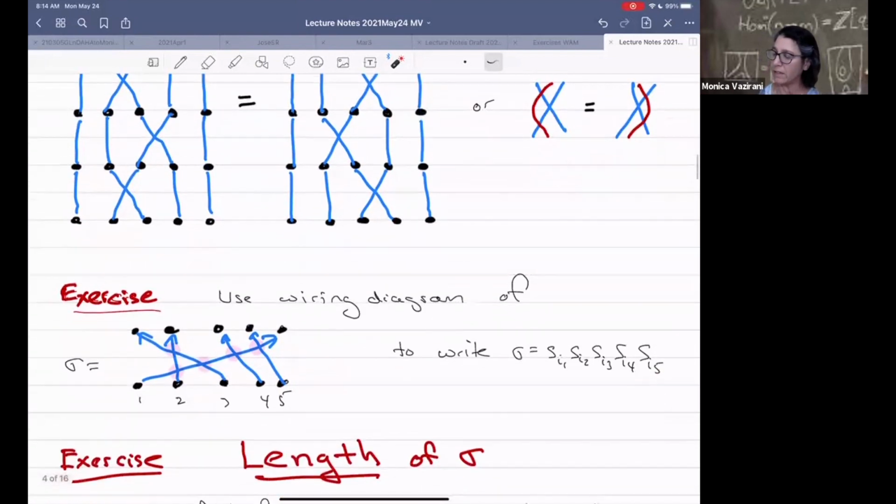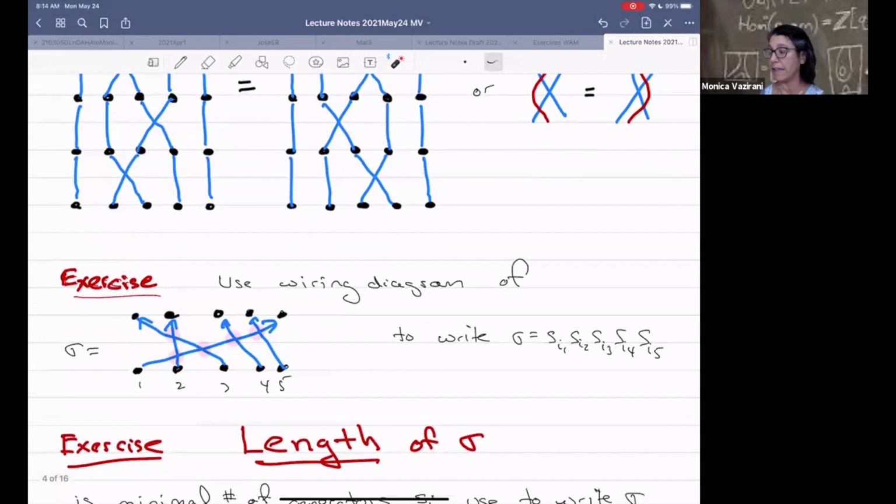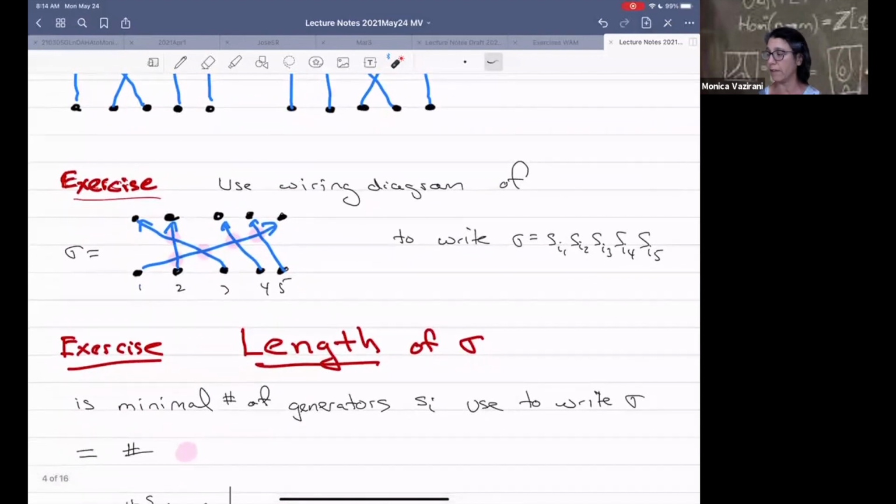Okay. And that's actually called the length of a permutation. So the minimal number of generators that you need to write it is called its length. And if you believe what's going on in this picture, you're really just counting the number of crossings here.